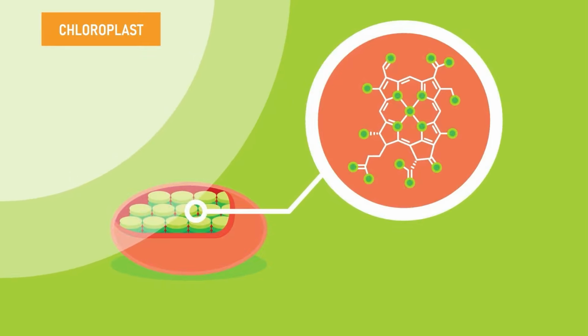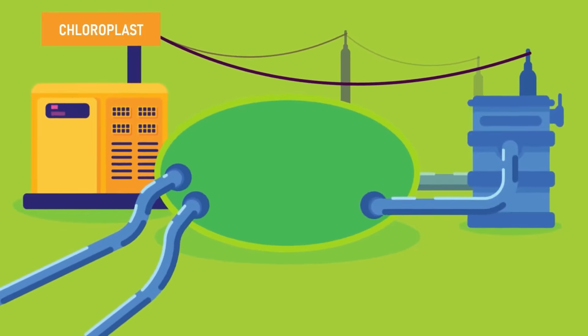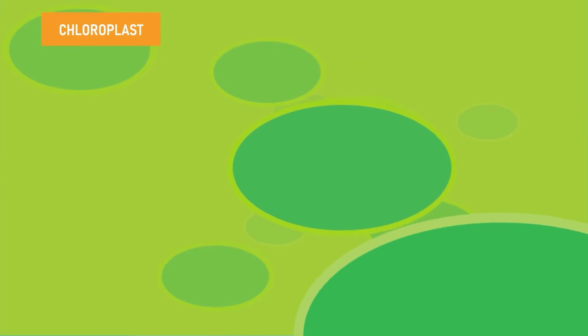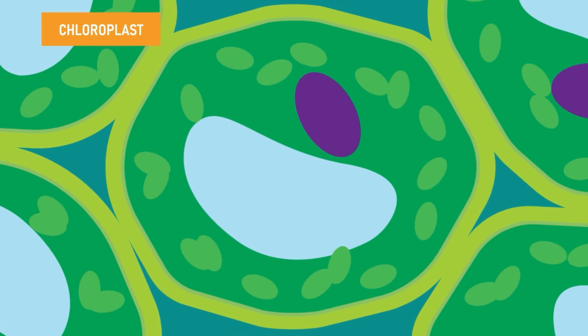This ability to capture energy and produce food earned chloroplast the title of the powerhouse of the plant. Chloroplasts can be found moving around within the cells of mesophyll. There are usually 30 to 40 chloroplasts per mesophyll cell.